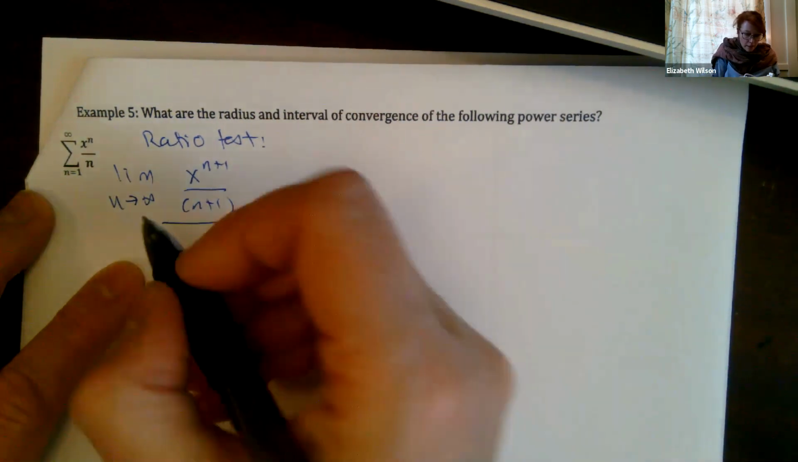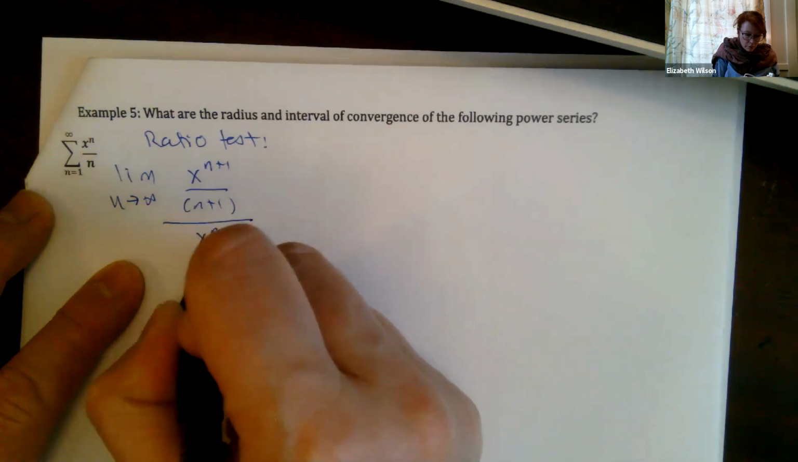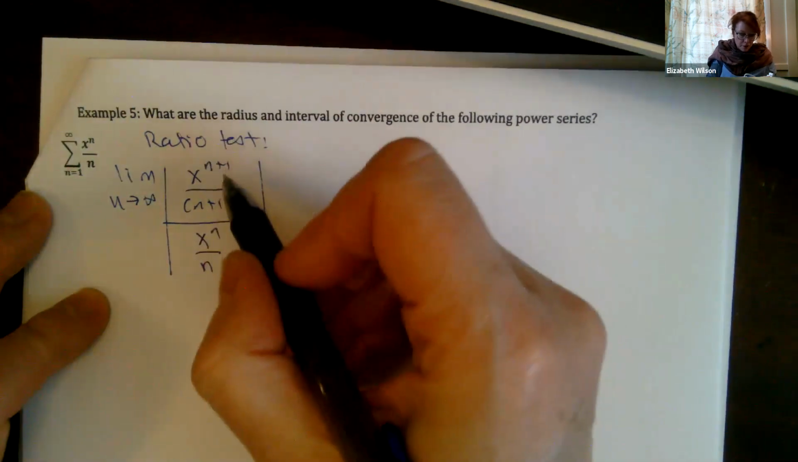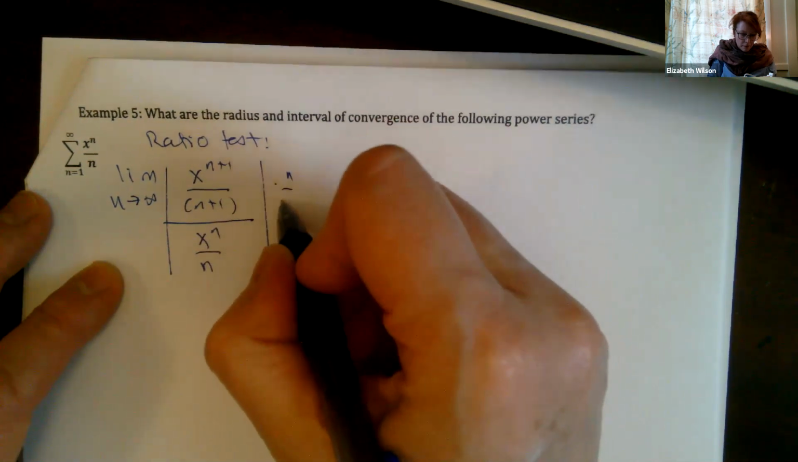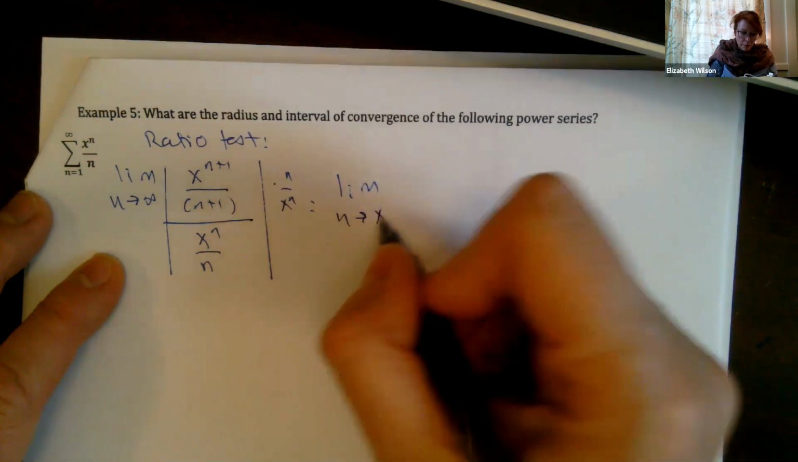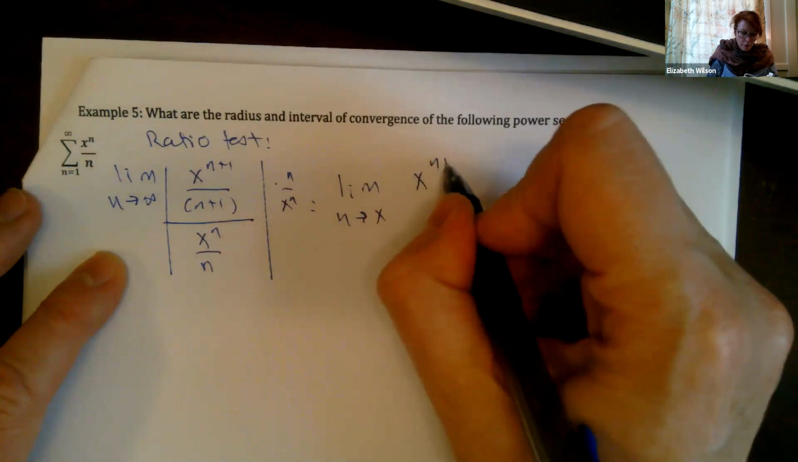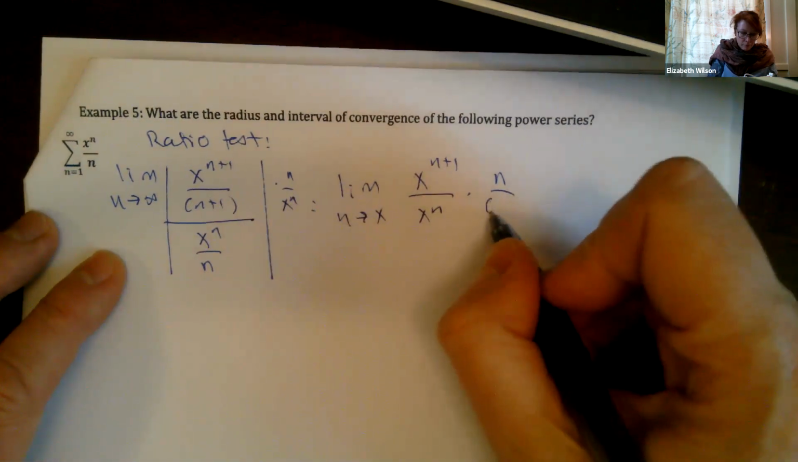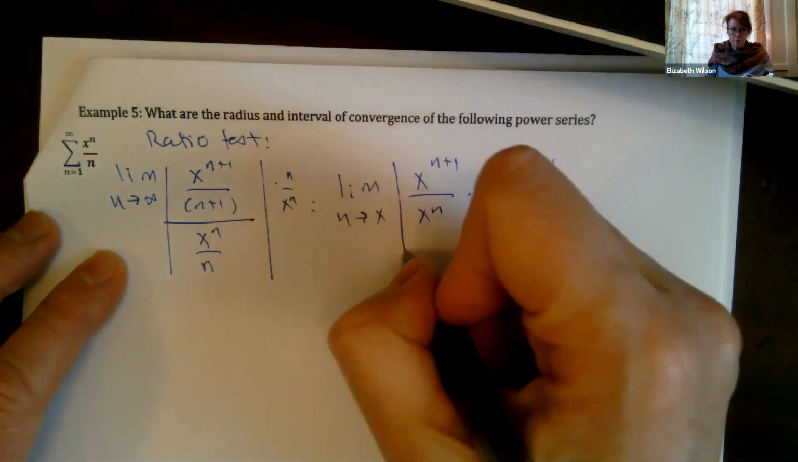N plus 1, and this is going to be all over the original. And don't forget your absolute value. Now I have a fraction divided by a fraction. I'm going to rewrite it, and I'm going to group the x terms, x to the n plus 1 all over x to the n. I'm going to group the n terms. I still have the absolute value.